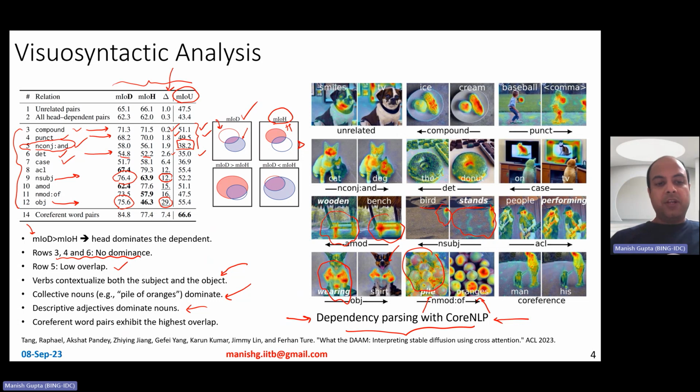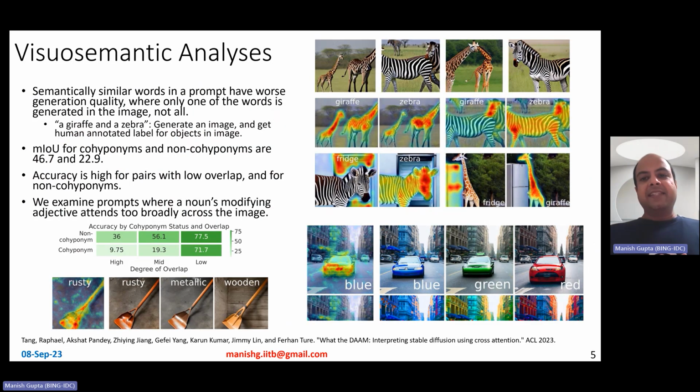Lastly, co-referent word pairs. For example, man and his: if you look at the heat maps, they are practically very, very similar, leading to a significant intersection over union. So, a significant overlap between the heat maps created for the head and the dependent words in the dependency. The last analysis that they do, an interesting one, is visio-semantic analysis.